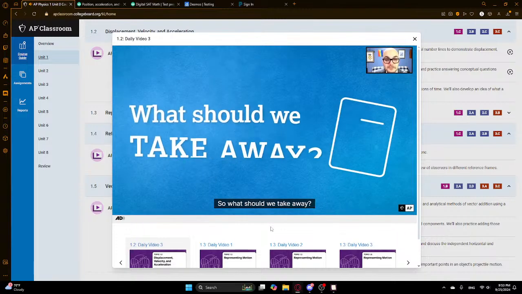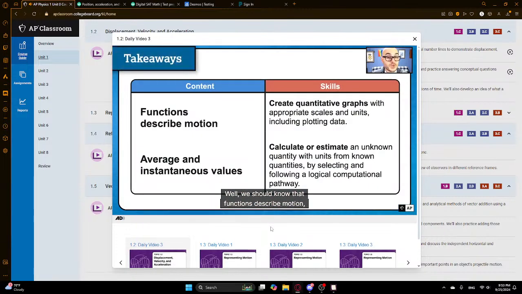So what should we take away? Well, we should know that functions describe motion, and we should be able to calculate average and instantaneous values from a graph or from a table.